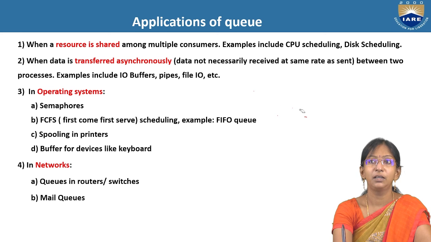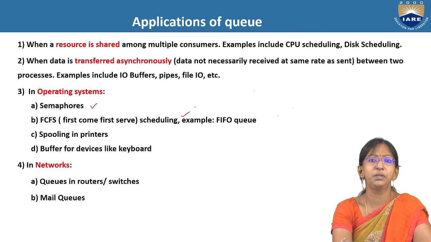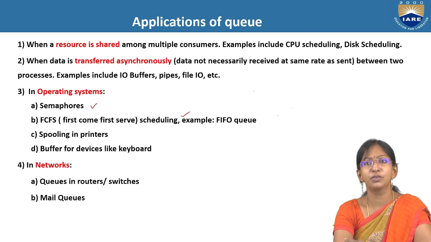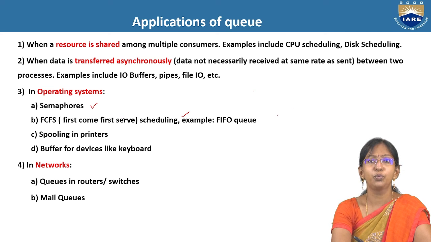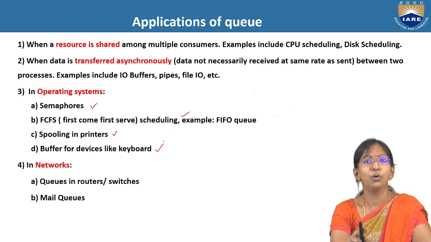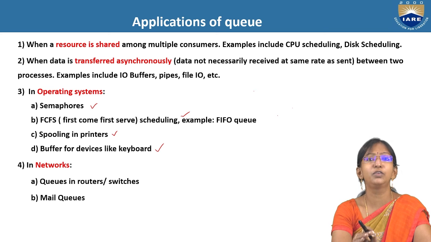Okay, then the next application of queues is semaphores. First come first serve scheduling, whatever scheduling technique you take, memory management, scheduling of operations. First come first serve is the basic, right? So spooling in printers, buffers for devices like keyboard, right? So in all these things, queues will be immensely used.